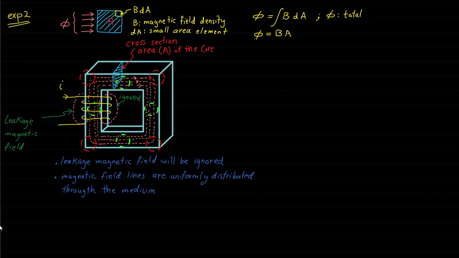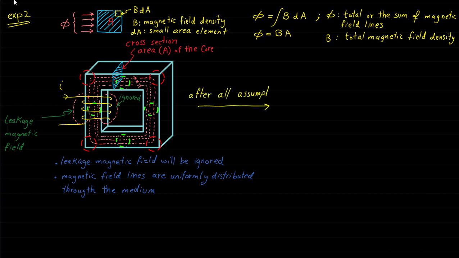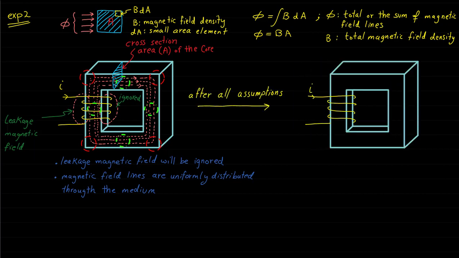So in this equation, phi represents the total, or the sum, of all magnetic field lines that flow through the magnetic material of the circuit. Also, B represents the total magnetic field density. After all these assumptions, all magnetic field lines could be represented by one magnetic field line at the mean or average path of the magnetic circuit.